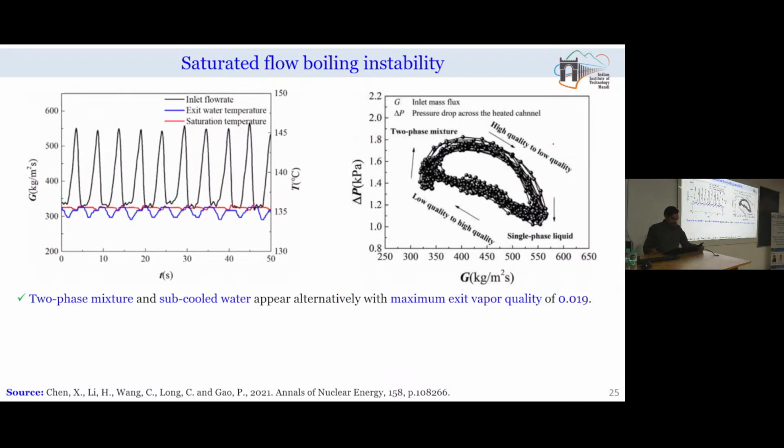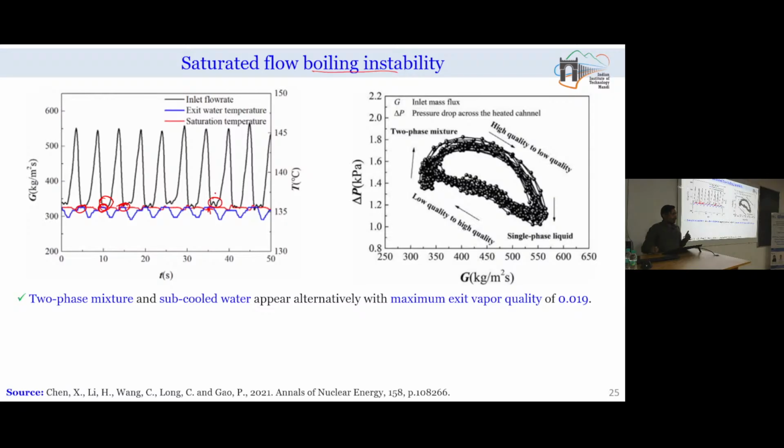Then this is another situation where we are having saturated flow boiling. Here you can see the exit temperature of the water is actually close to the saturation temperature. Okay. But it is not throughout close to the saturation temperature. For some instant it reaches saturation temperature, then all of a sudden it falls. Why is it falling? Because when it is maximum, corresponding to that your mass flow rate is minimum. Okay. So, when temperature is reaching close to the saturation temperature, corresponding to that mass flow rate is minimum.